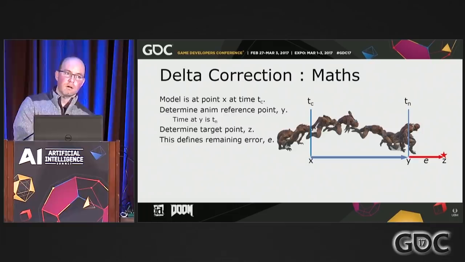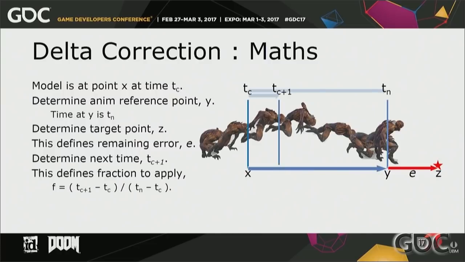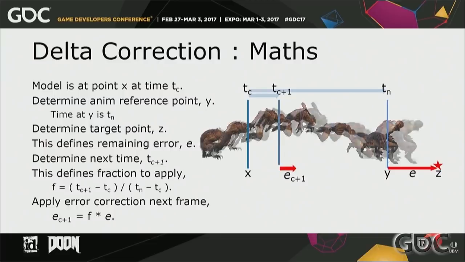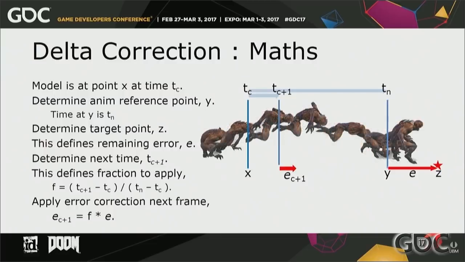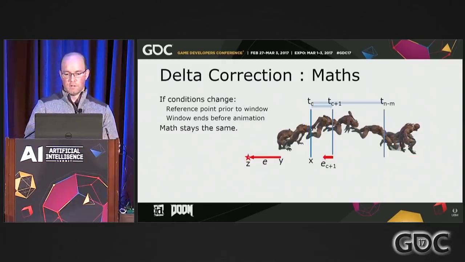But how much of this error should be applied on the next time slice of the animation? Well, find the next time, t sub c plus 1, and then the ratio of the next time slice to the remaining time in the animation to the reference point defines the fraction to apply on the next game frame. So we do that, and it moves the model a little bit towards the target point. Now, applying the same equation each game frame will ensure that animation point y coincides with world point z under a wide variety of conditions.